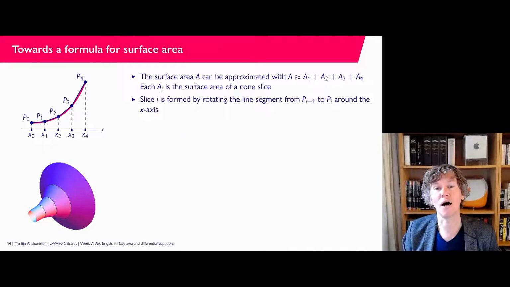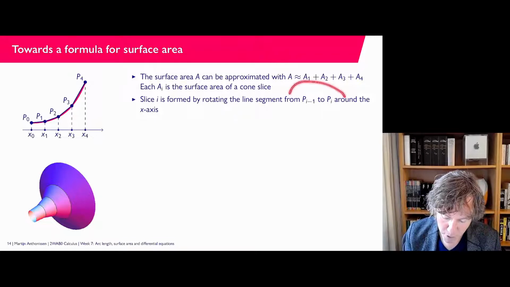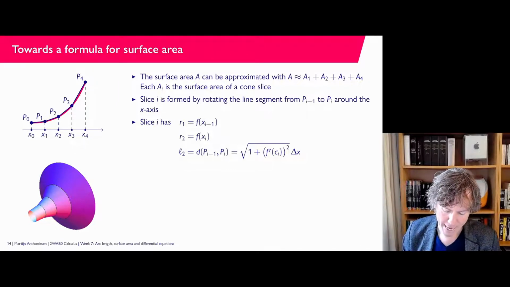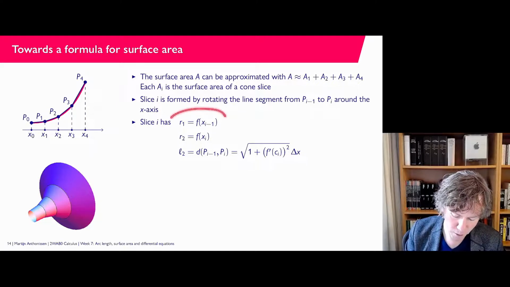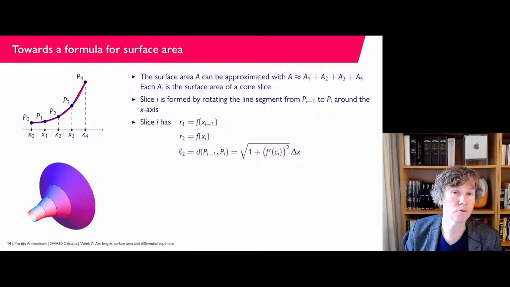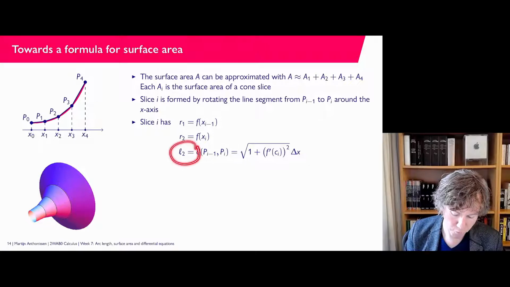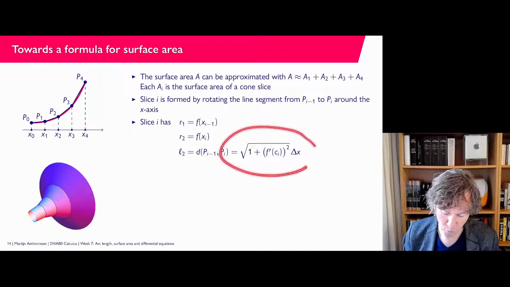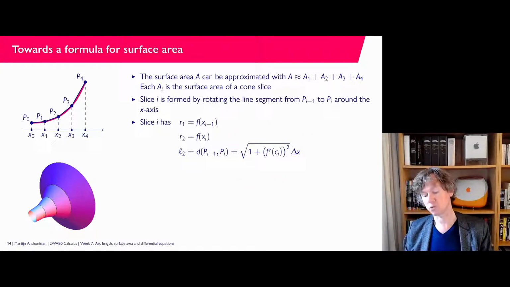Now, slice i is formed by rotating from x_{i-1} to x_i, so that is very, very similar to what we have seen for arc length. And then you see that these two radiuses here are the function values. And then the slant length L of the cone is precisely the distance between those two points. We derived previously, during the arc length derivation, we called it s_i, and that was equal to this expression here. So now we have all the bits and pieces.